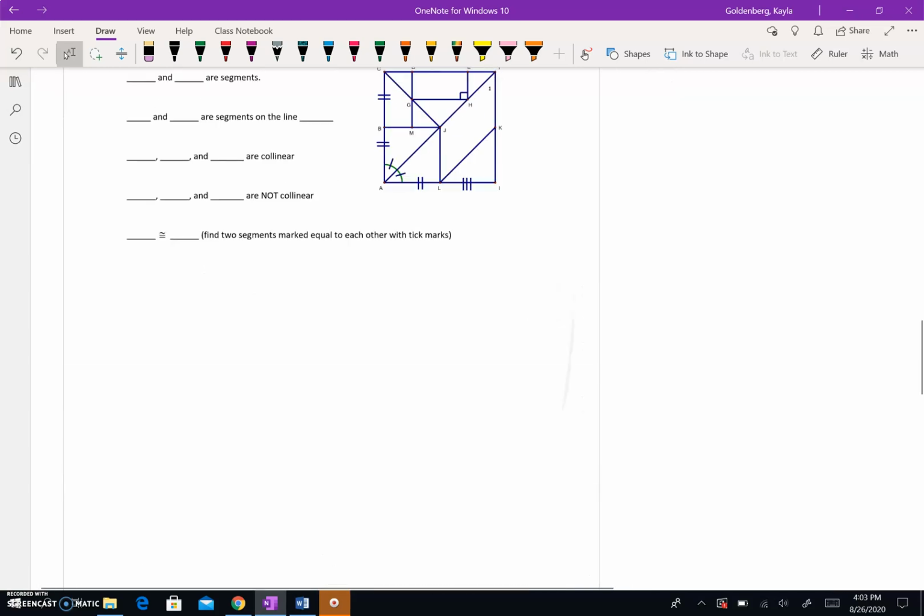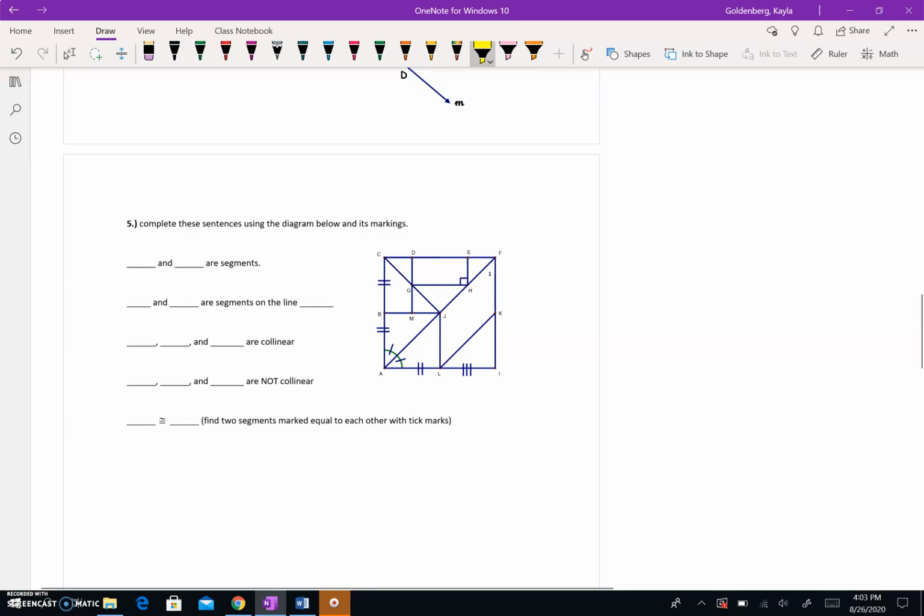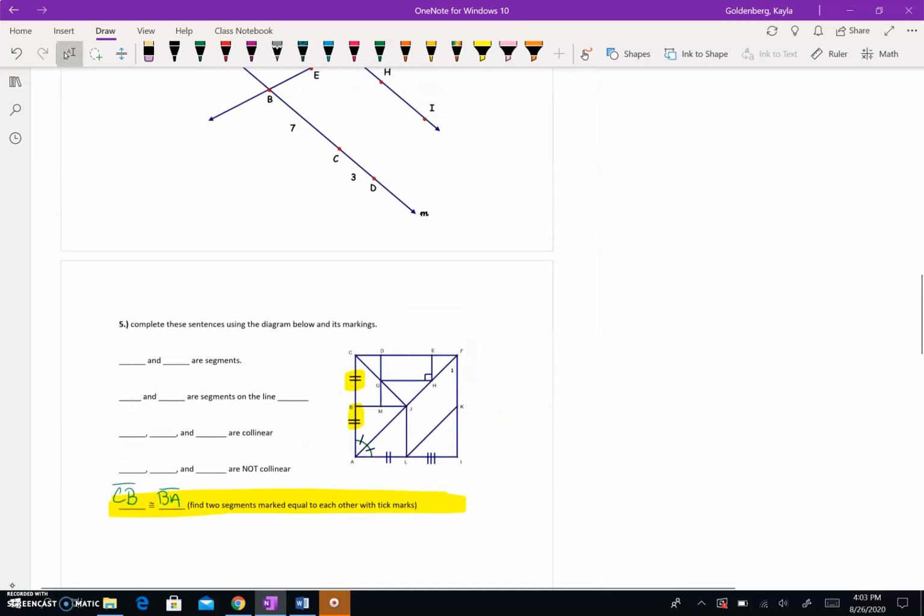Before we do that though, just a quick reminder that last practice problem did mention something that we didn't talk about in the first video, which is that if two segments are congruent, they should have tick marks, such as these marks, to show that in this case, in that picture, segment CB is equal to BA. And equal to and congruent are the same word, just two different words that mean the same thing.